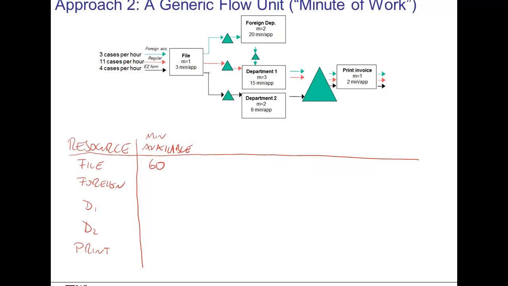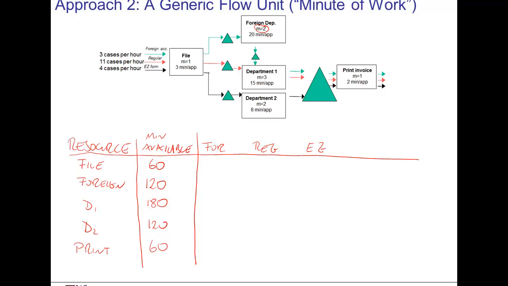At the foreign department, we have 2 persons working there, and together they're able to provide 120 minutes of work. At Department 1, we have 3 people, creating a total amount of time available of 180 minutes, 120 minutes for Department 2, and then a total of 60 minutes at the printing department. Now ask yourself how much work time will be required by each of the flow units. Similar to the previous calculations, we'll look at the 3 flow unit types, the foreign ones, the regular ones, and the easy ones.